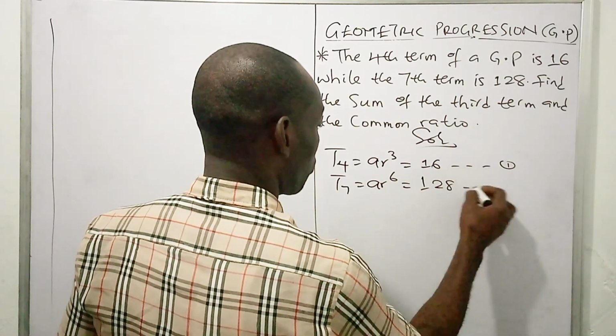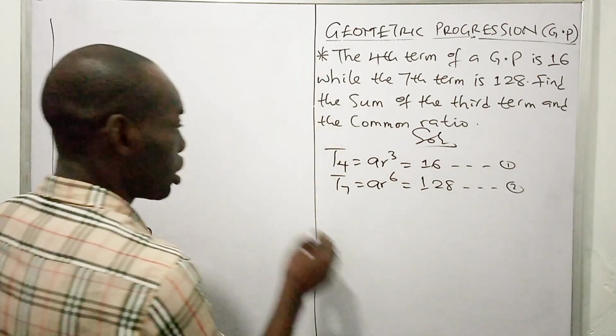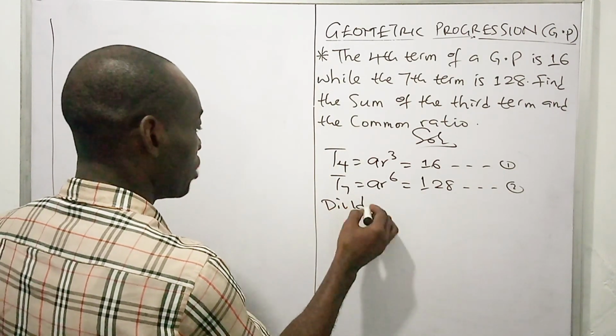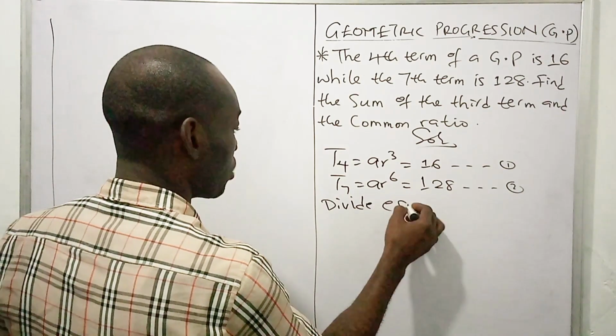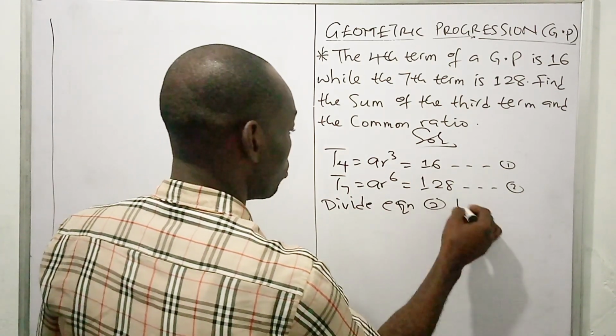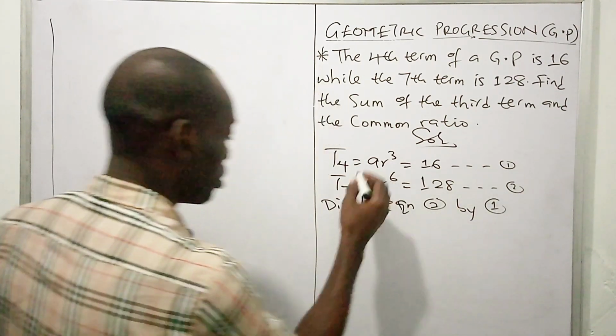Now, let this become equation 1, and that's equation 2. Same thing again, we divide equation 2 by equation 1. So that gives us what?